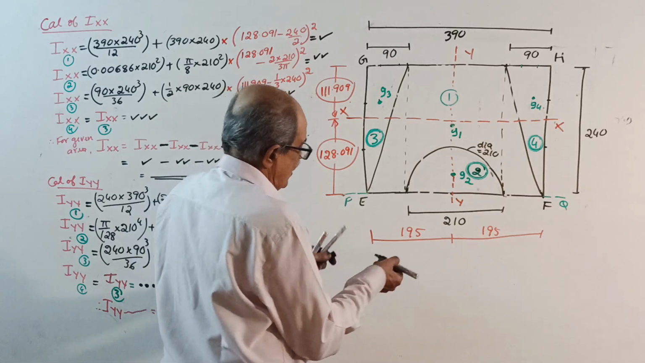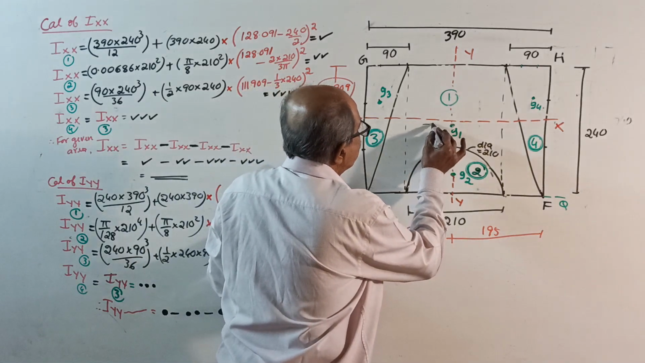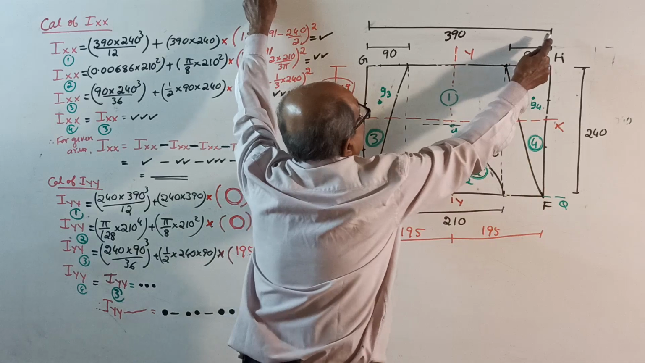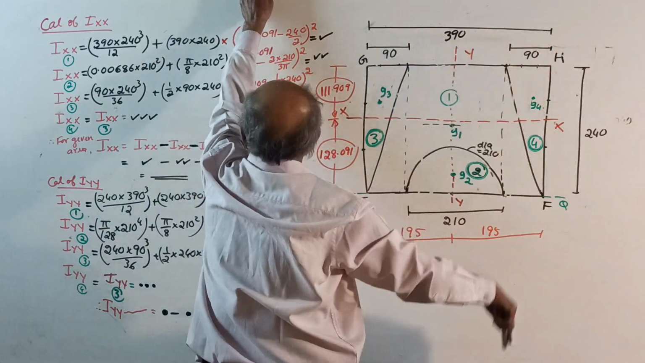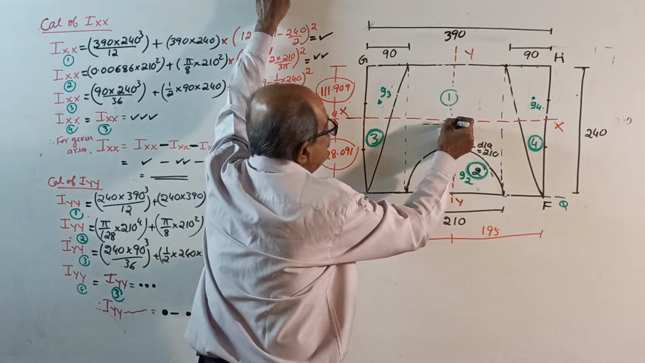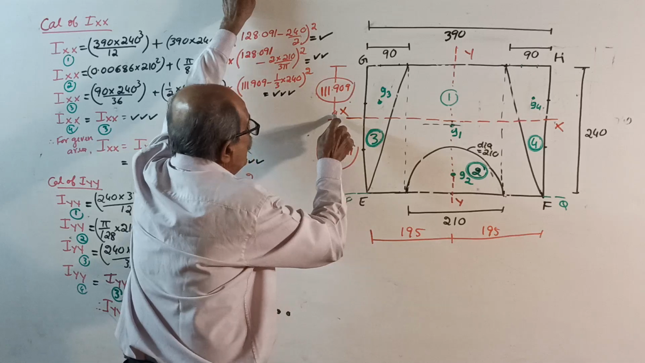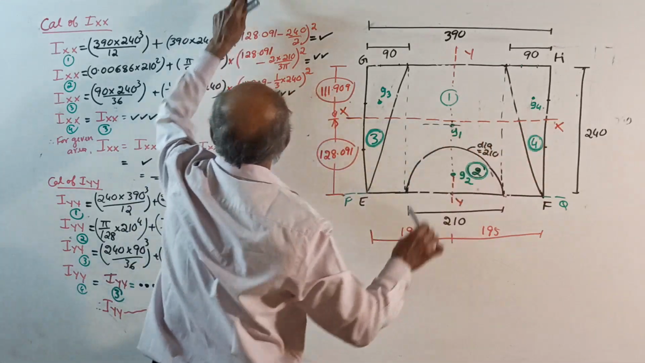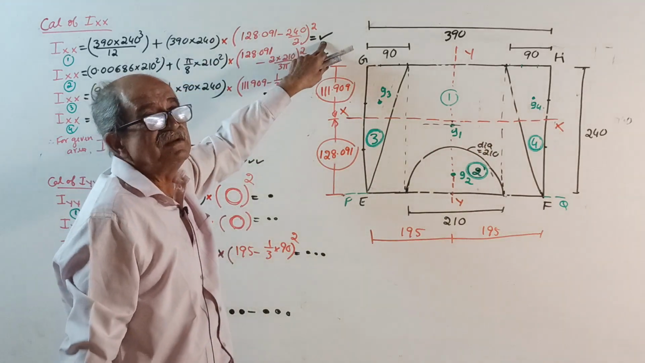I about its own centroidal axis, for 1. 1 is a full rectangle now. How much? 390 into 240 cube by 12, plus area into this distance square, which is 128.091 minus half of 240, whole square. Let it be right.